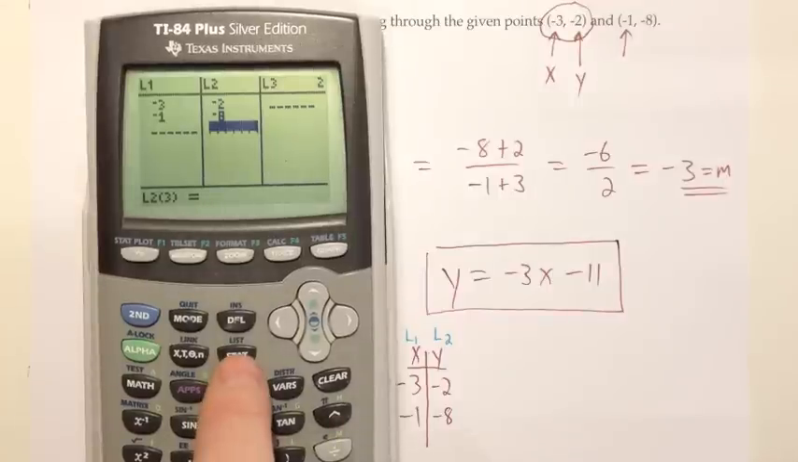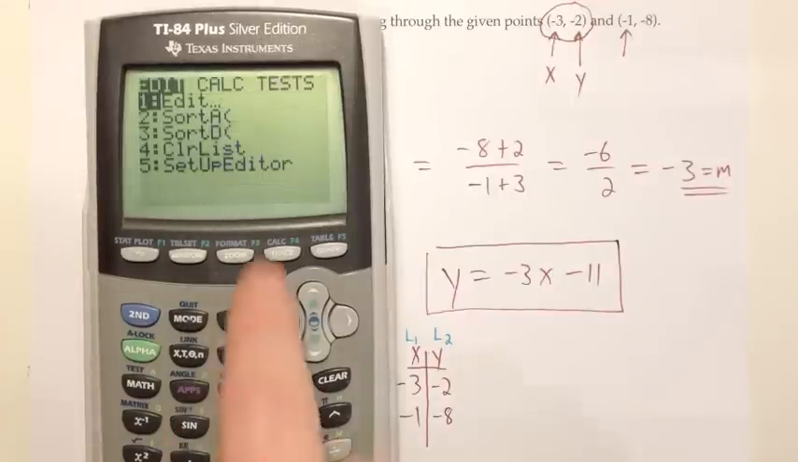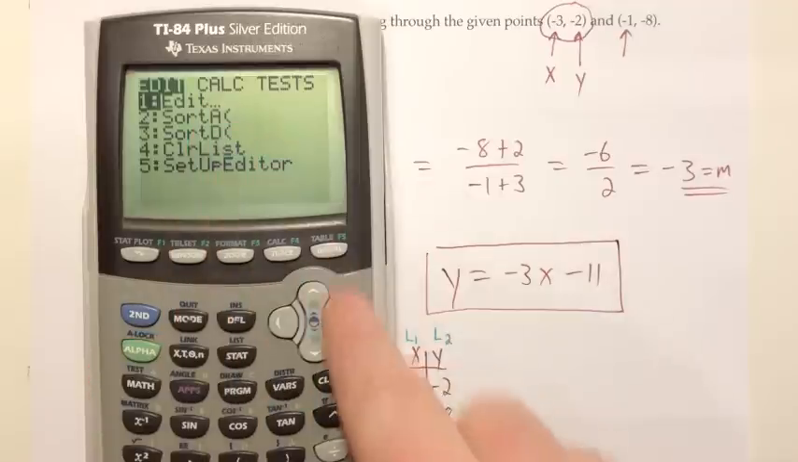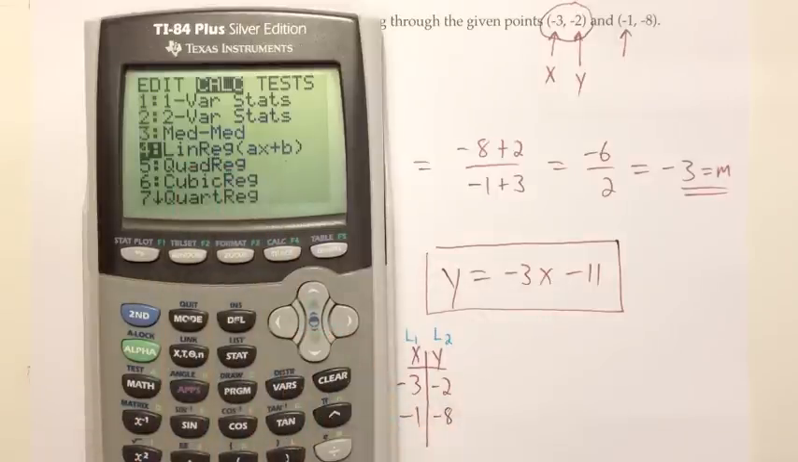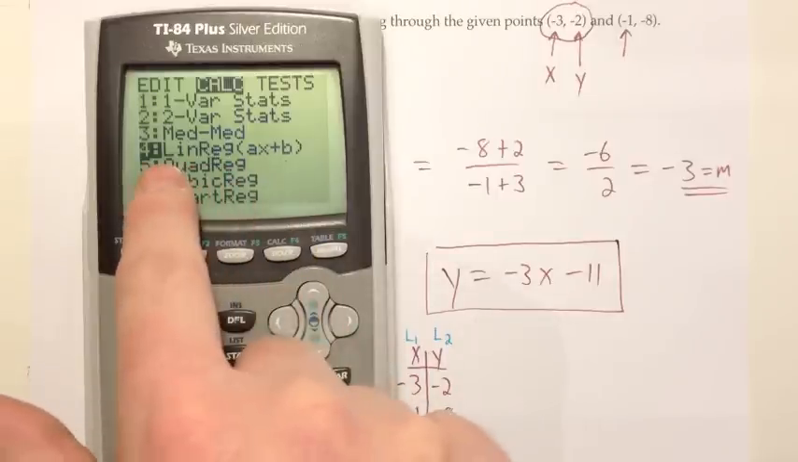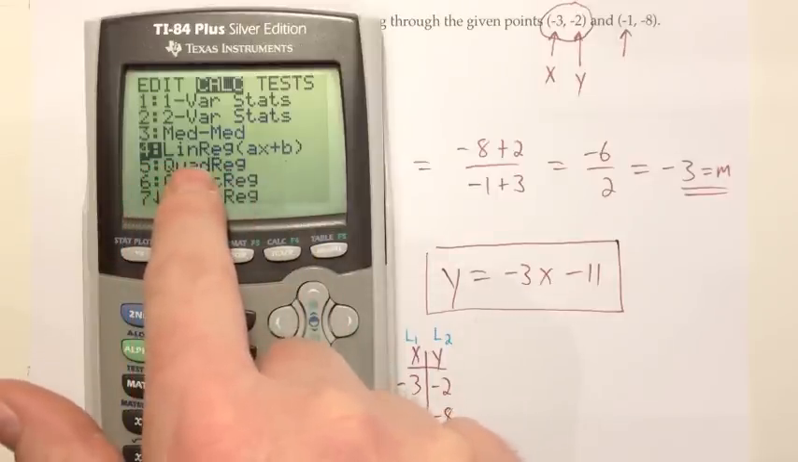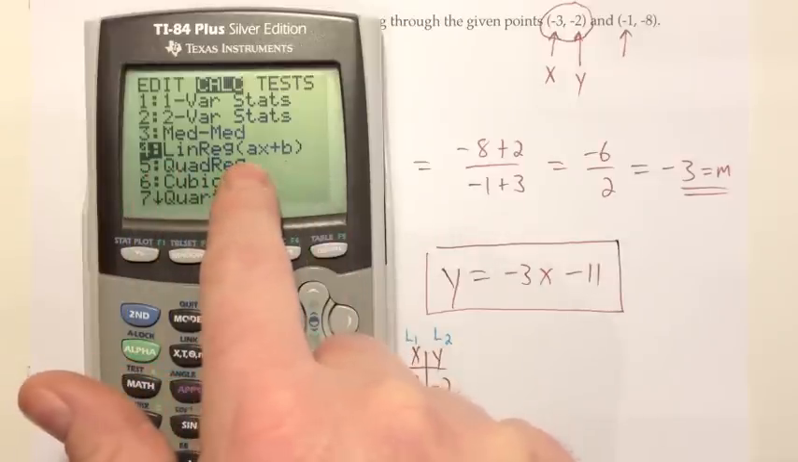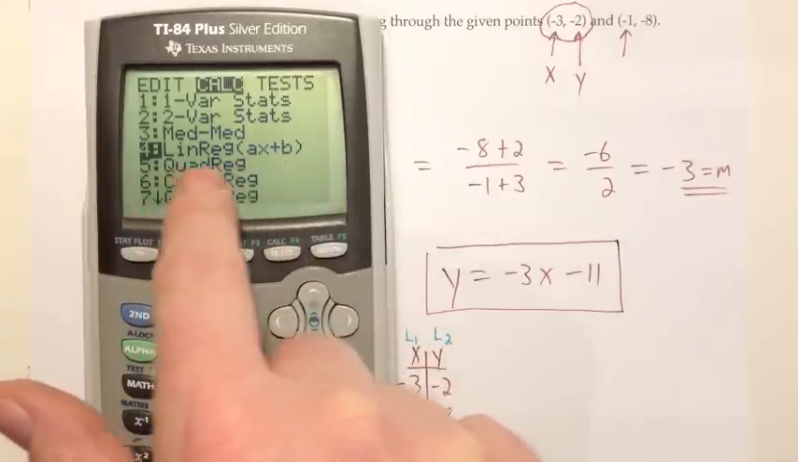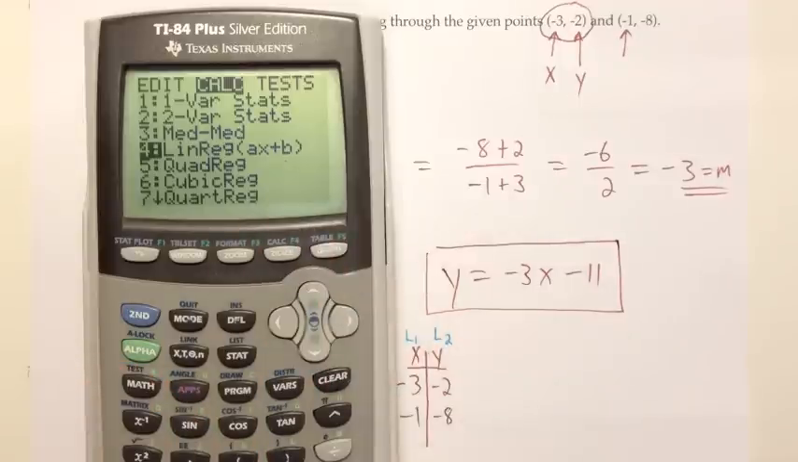If I hit the stat key again, and then I go over to this calc menu using the arrow keys. If you look at number 4 down here, linear regression, that finds a linear equation for us of the form y equals mx plus b. They use an a, but it's the same idea. Y equals ax plus b for data that we have stored in L1, L2. So I have that highlighted, so I'm going to press enter.